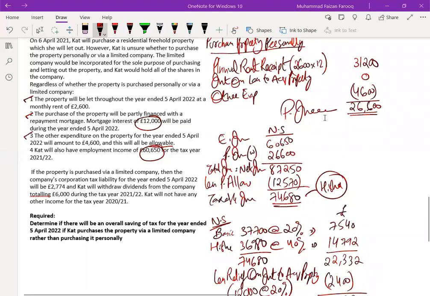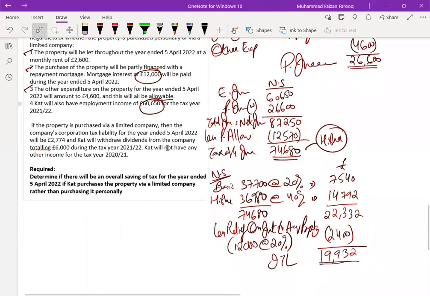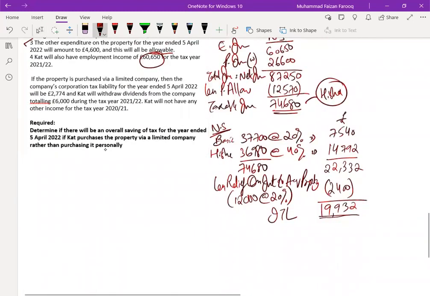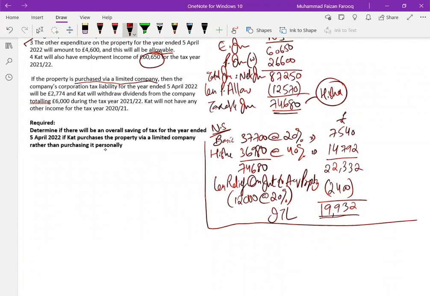Second part: if he acquired the property via company, meaning he's buying it as an owner of a company. So tell me, if he bought this property via company, this property will be owned by him or by the company? By the company. So the property income will be calculated or not? His property income won't be calculated because it's through the company. All the property now belongs to the company.